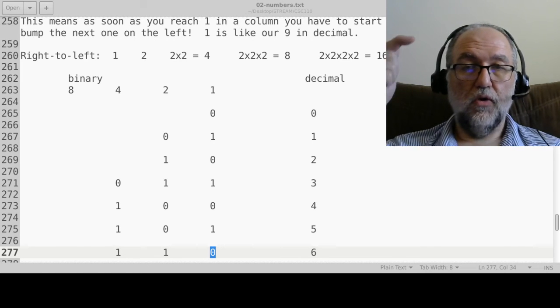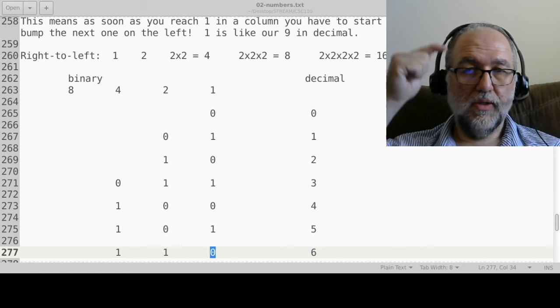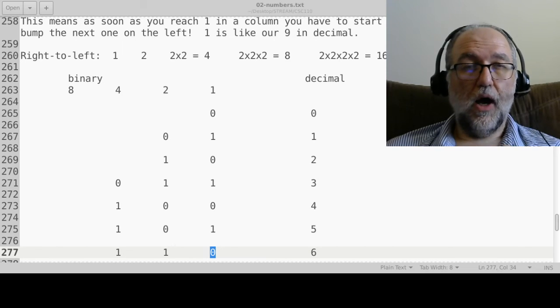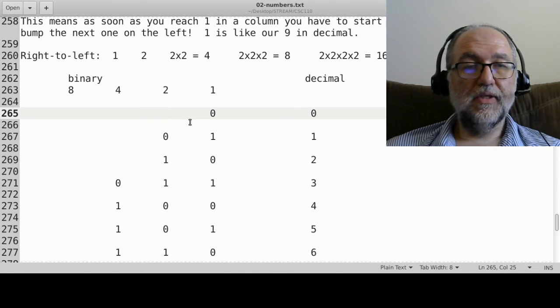So in the ones column, you see 0, 1, 0, 1, 0, 1, 0, 1, 0, 1, 0, 1, 0, 1. Okay. The twos column, how does that work? Well, I didn't have the 0 here. I'll put it in right now. Okay, I'll put that one in.